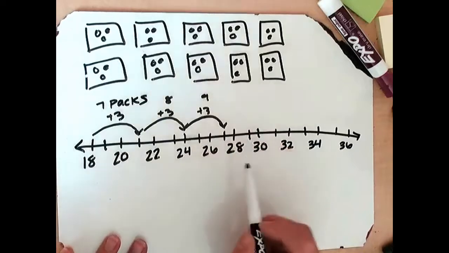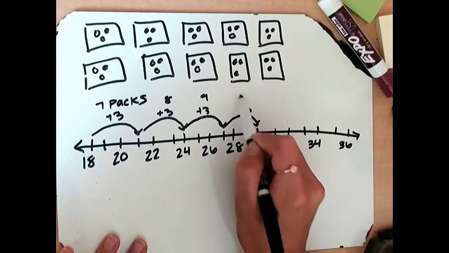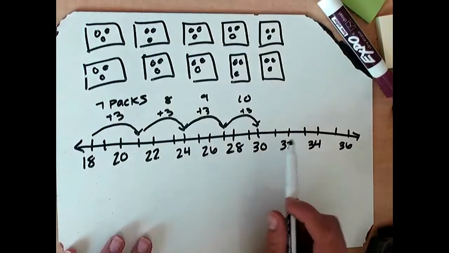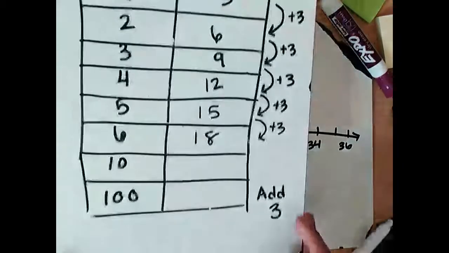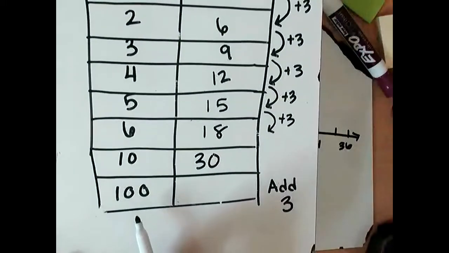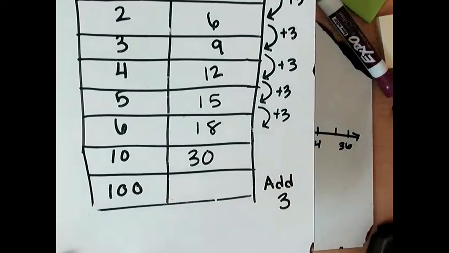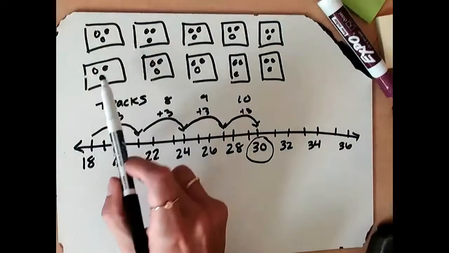Plus 3, 27 is 9 packs. 10 packs. So we know that we have 30 juice boxes in 10 packs. But what about 100 packs? How are we going to think about that? That's kind of a big number. I don't want to draw 100 boxes.